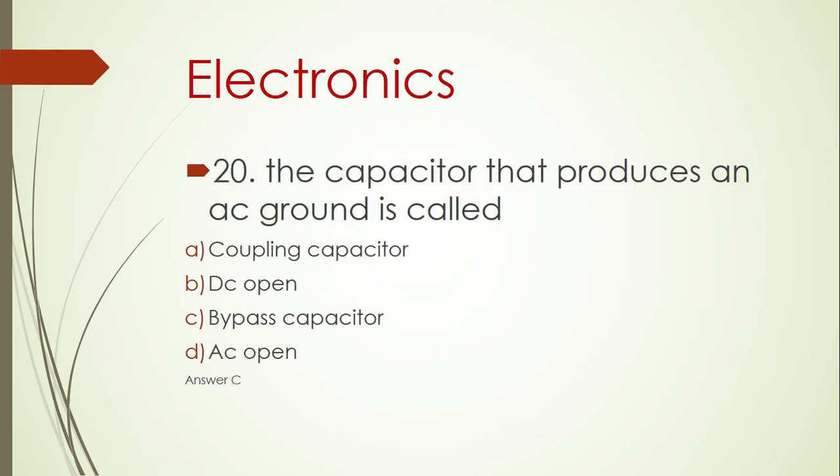20. The capacitor that produces an AC ground is called coupling capacitor, DC open, bypass capacitor and AC open. Option C, bypass capacitor, is the correct answer.